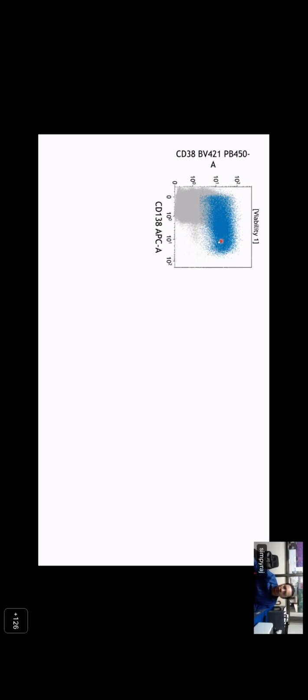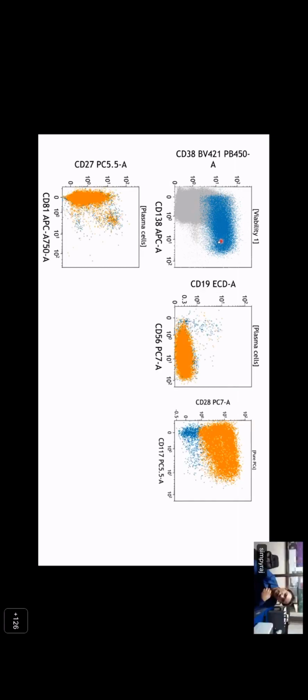And so, Deepika, do you know which are the markers which we can use to differentiate between normal as well as abnormal plasma cells? The CD27 and CD81. Right. CD28, and CD56. Yeah. So we use all these markers to differentiate between normal and abnormal plasma cells. So you can see we have used these markers.